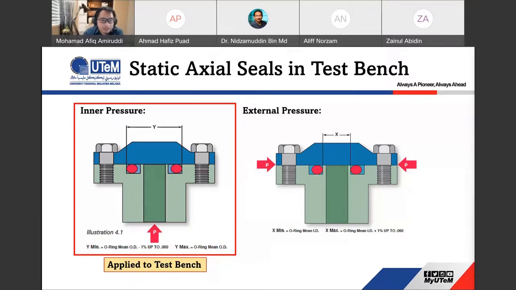If the pressure is external, let's say it comes in from the outside, you need to make sure that the distance between the wall of the groove and the inside diameter of the elastomer O-ring is close. So there is a difference in the position of the O-ring between inner pressure and external pressure. This application is only for O-rings in face application.